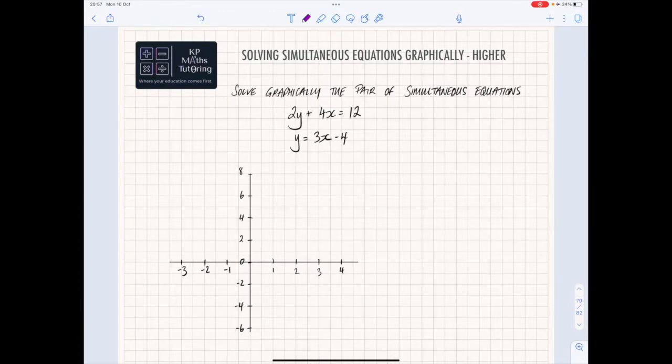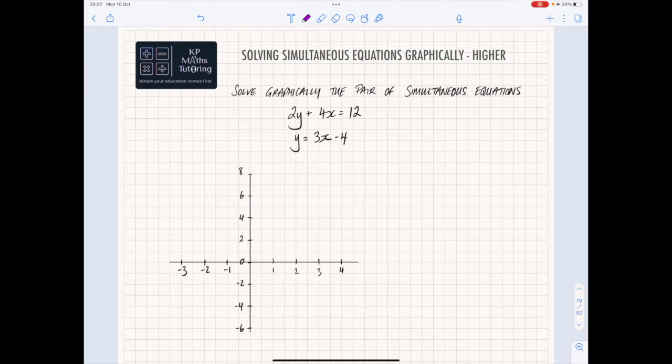So in this one we're going to be looking at solving simultaneous equations. I've done a video on solving simultaneous equations algebraically, so make sure you're happy with that algebraic side to it. And this one is now solving them graphically.